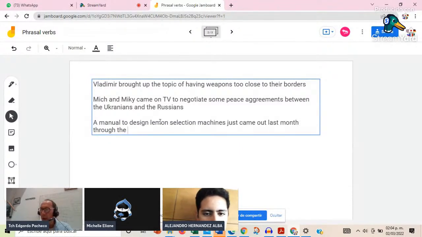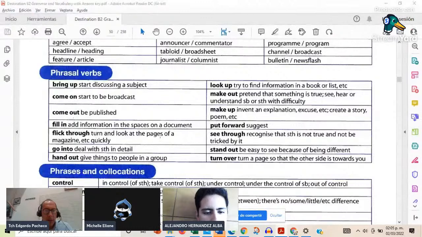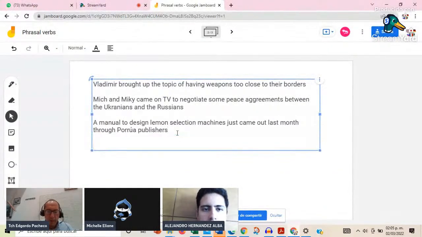Through the publisher of books. Publishers. So just came out last month through publishers. We can have other words. Fill in the information in the space of the document. So you can also say fill in the blanks.